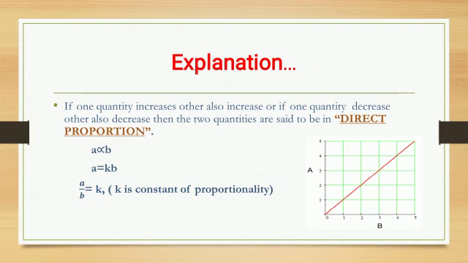I hope you have understood what direct proportion is, and still I am going to revise one more time. If one is increasing, the other quantity is also increasing, that means the two quantities are in direct proportion. Otherwise, if one is decreasing, the other one is also decreasing, then the two quantities are again in direct proportion, right?